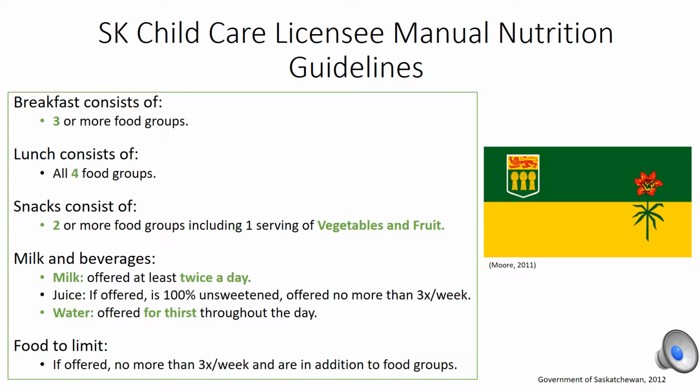The Saskatchewan Child Care Licensing Manual's nutrition guidelines indicate that breakfast should consist of 3 or more food groups, lunch should consist of all 4 food groups, and snacks should consist of 2 or more food groups, including 1 serving of vegetables and fruit. Milk should be offered at least twice a day, and juice, if offered, is 100% unsweetened and offered no more than 3 times a week, and water is offered for thirst throughout the day. Food to limit, if offered, is offered no more than 3 times a week and is in addition to food groups.